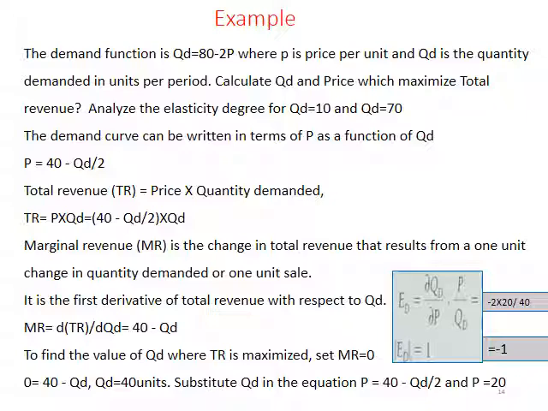That means marginal revenue is the change in total revenue as a result of 1 unit change in quantity demanded, or 1 unit sale. The first derivative of total revenue looks like this.